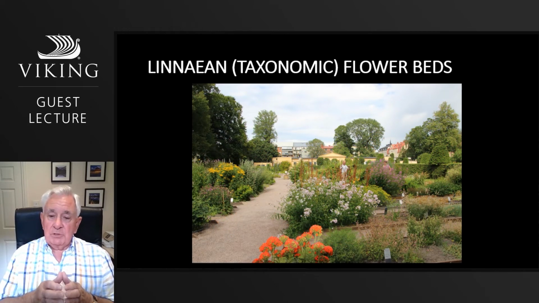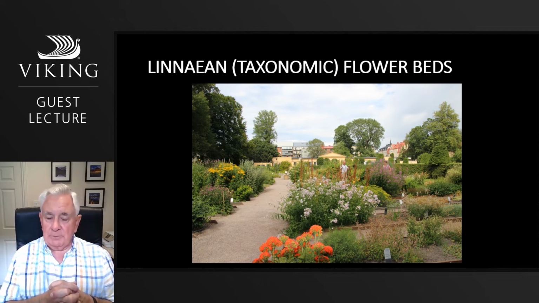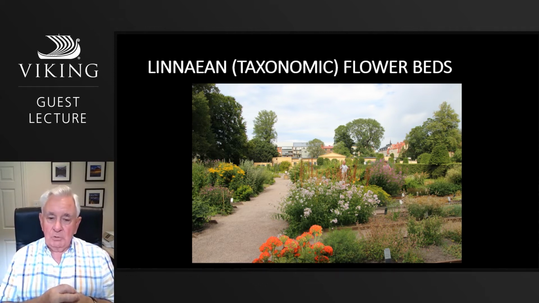We have in botanic gardens what are known as Linnaean or taxonomic flower beds. This one is in Uppsala in Sweden, which was Linnaeus's hometown. And in each of the beds, you have plants that belong to the same family, and the idea is to help students identify them. It was also done in many of the ancient physic gardens so that doctors could be taught how to recognise specific medicinal plants.